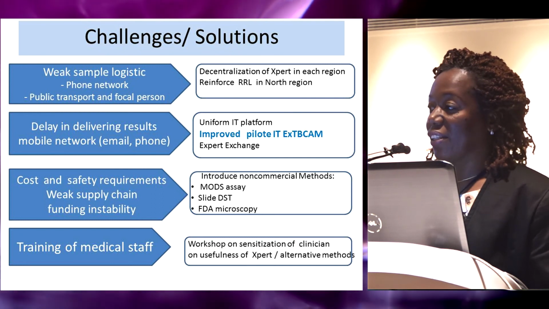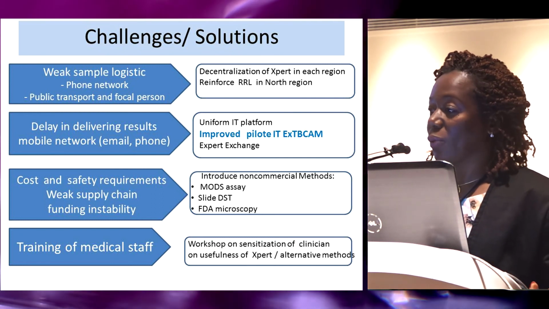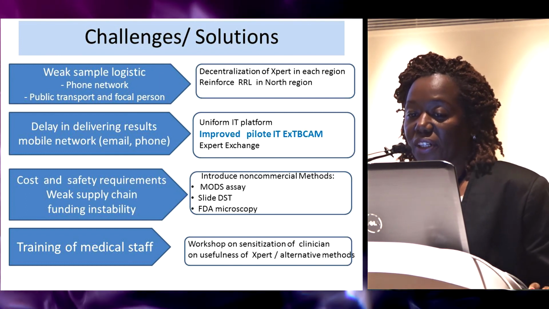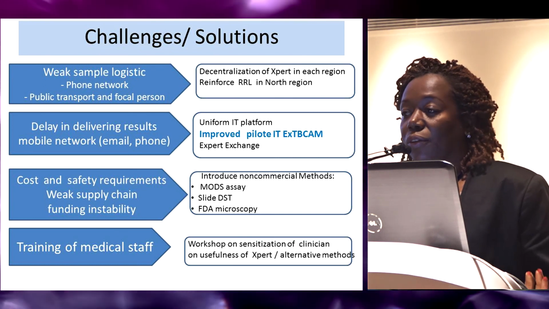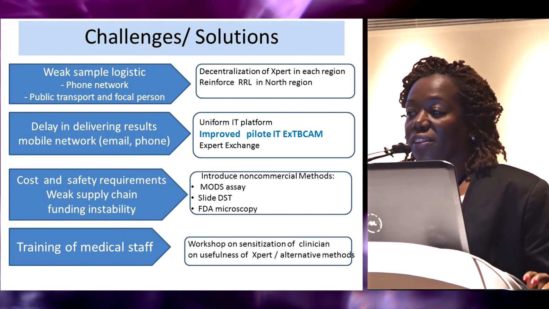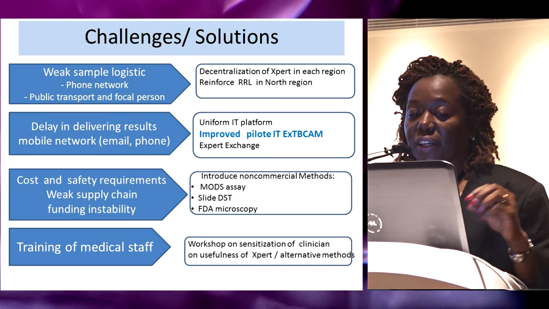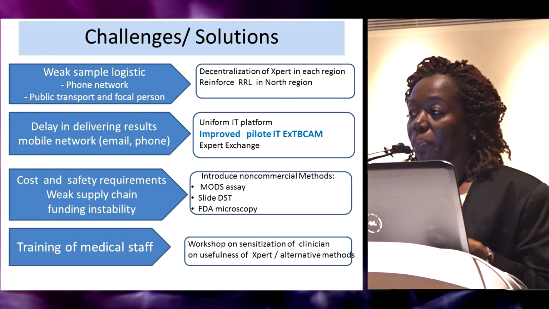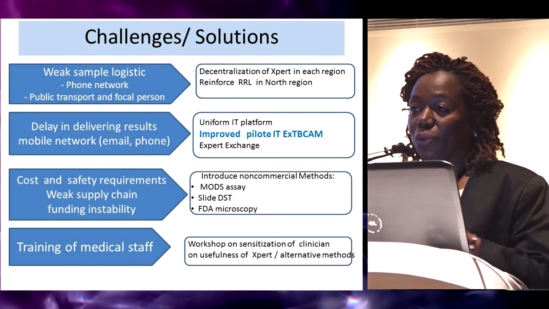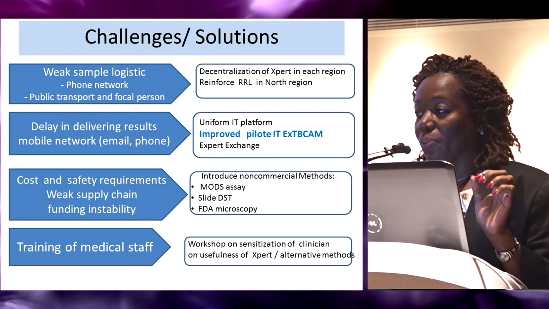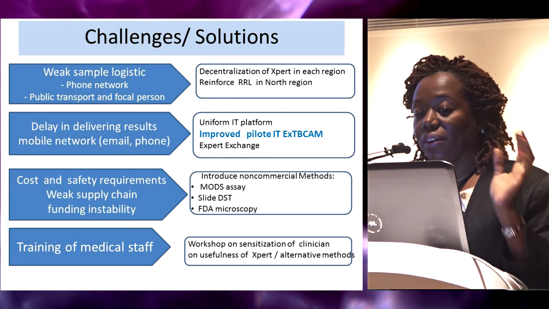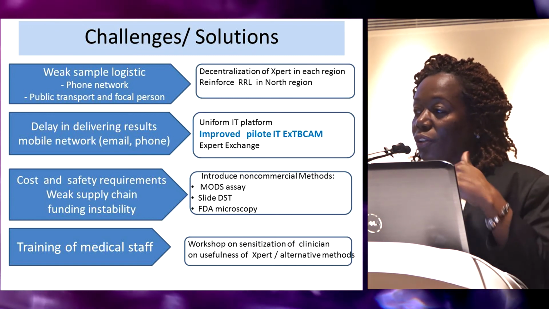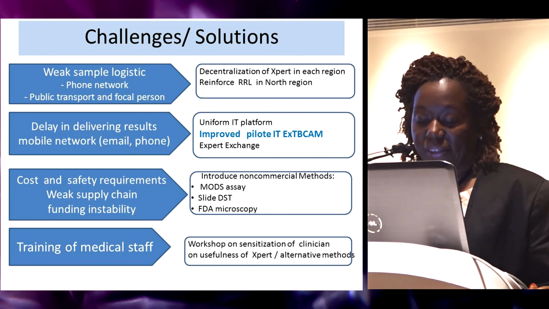So the first challenge, as already mentioned, is the weak sample transfer. We really face challenges for sample transfer. The National TB Program has organized a kind of courier system through public transport, and has appointed a local person at each level so that we avoid the transport of the patient and only send samples. There is also a phone network to advise when the samples are sent.